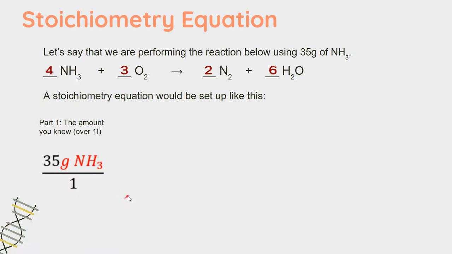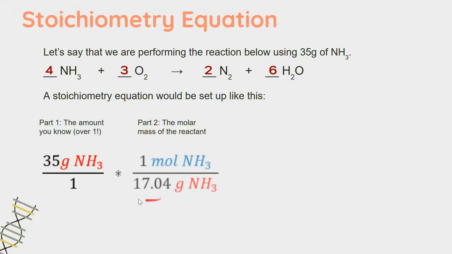We then multiply by our second part, the molar mass of the reactant. So that's the molar mass of the NH3. We'll multiply by a fraction that relates the grams of NH3 to the moles of NH3. And we know from a previous section that 1 mole NH3 weighs 17.04 grams. The next thing we'll multiply is the mole ratio. That's what we did earlier in this slideshow.